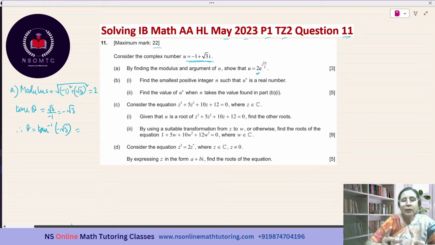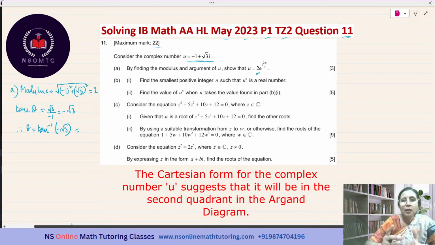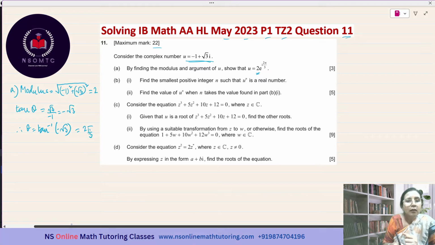So, for negative root 3, we are taking the angle from the second quadrant. It will be 2 pi over 3. Therefore, u is equal to 2 e to the power of i 2 pi over 3. It is shown.